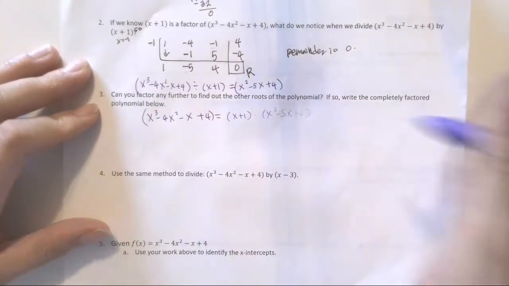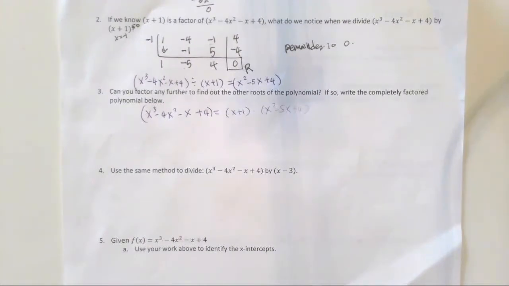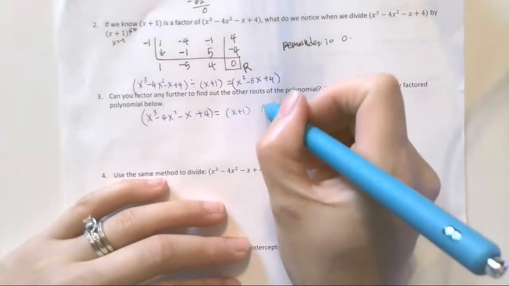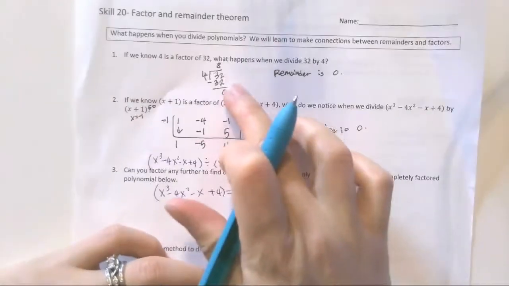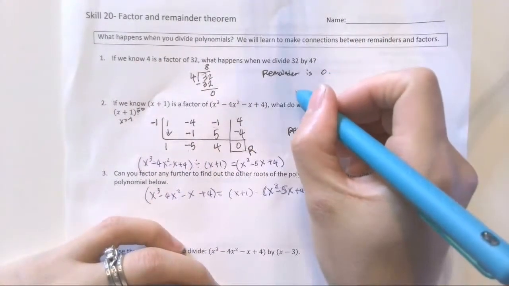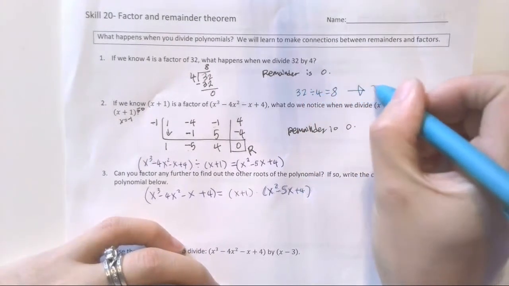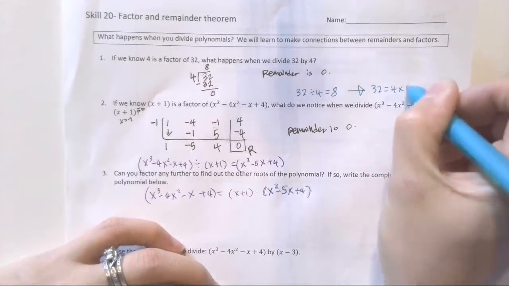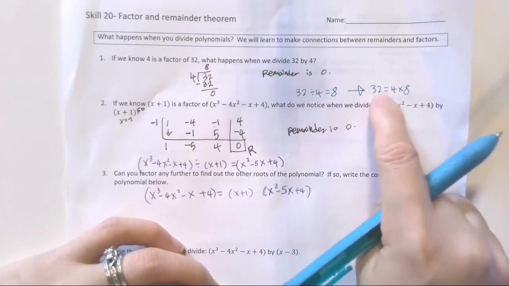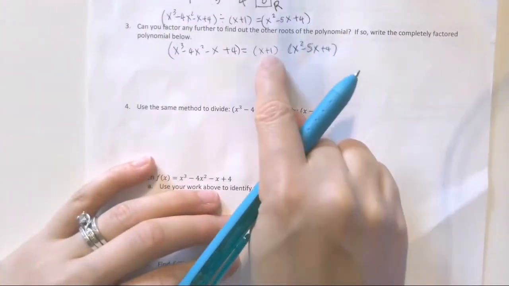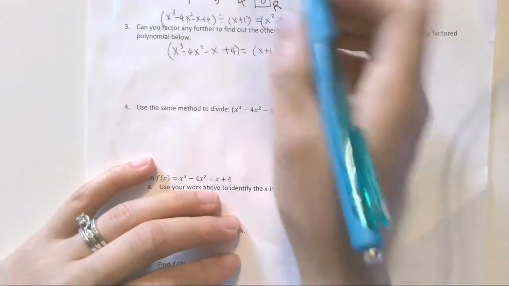Right? Well, why does that make sense? It makes sense because when I divide 32 by 4, I got 8. Then can I say that 32 is the same as 4 times 8? Yeah. So same thing. Divisor times quotient equals the dividend.